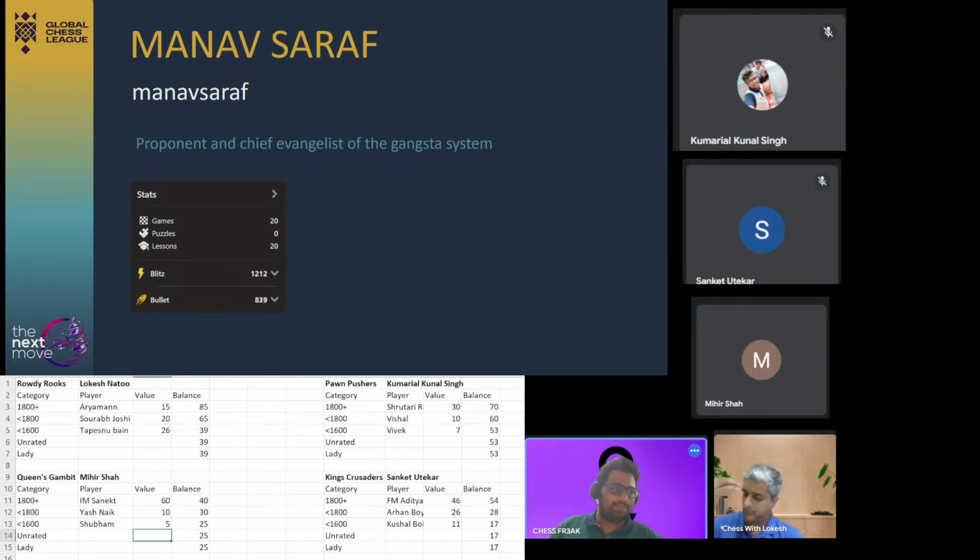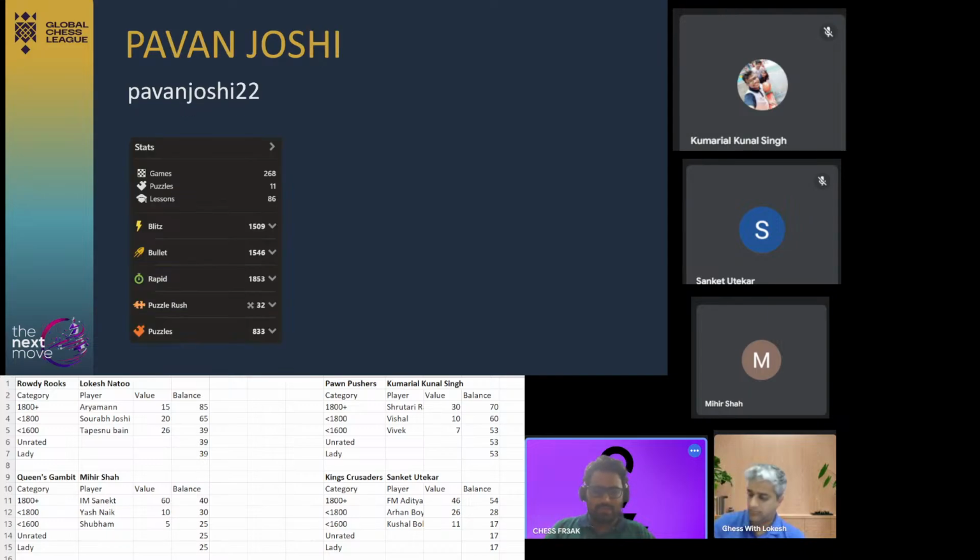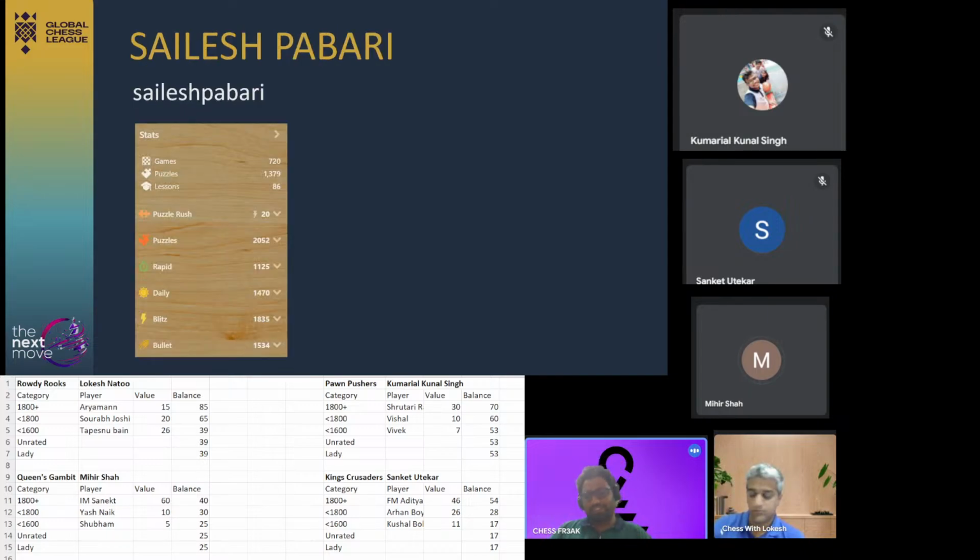Next player coming up. Player number four, Sailesh Pabari, Vishal Pabari's father. Vishal Pabari has already been sold to Pawn Pushers. Will we see Pawn Pushers taking the duo of father and son? We will know in a bit.